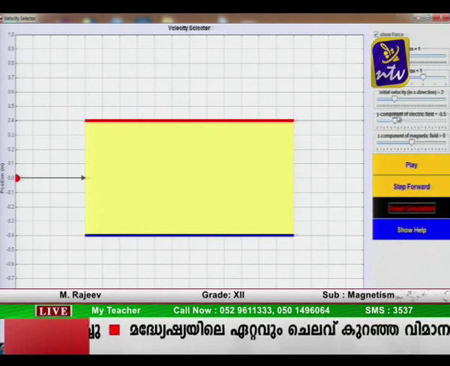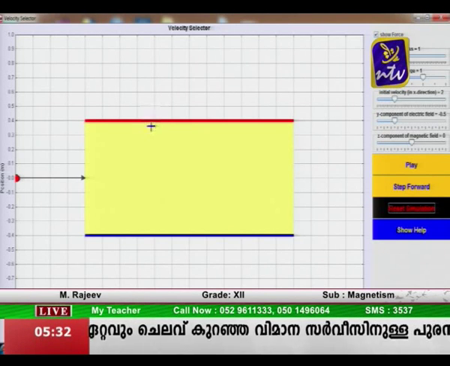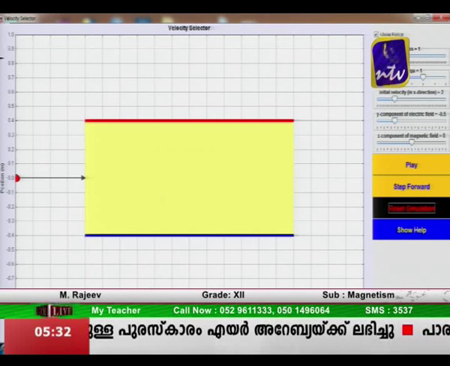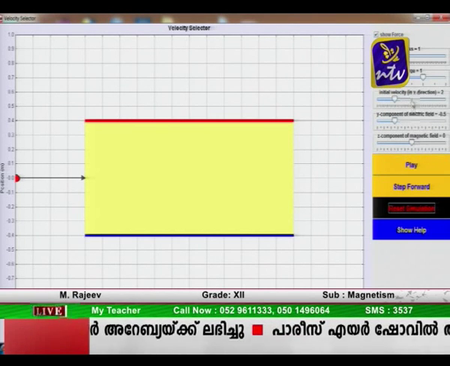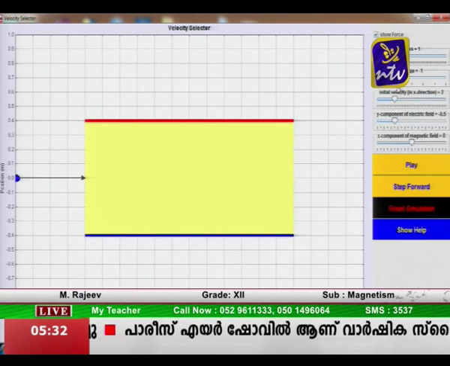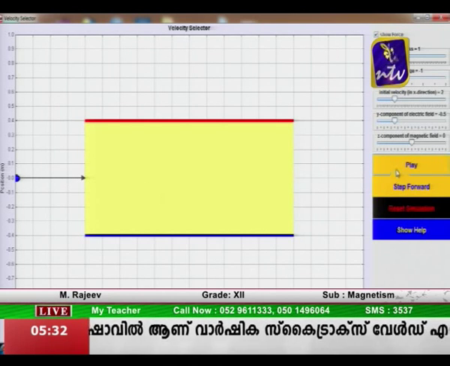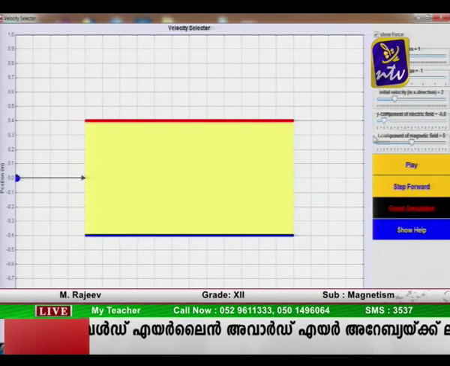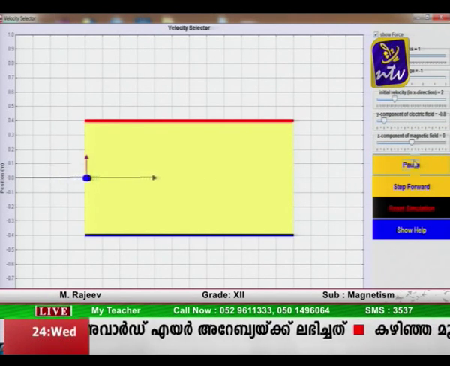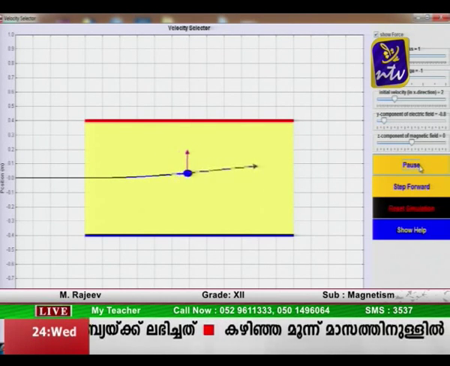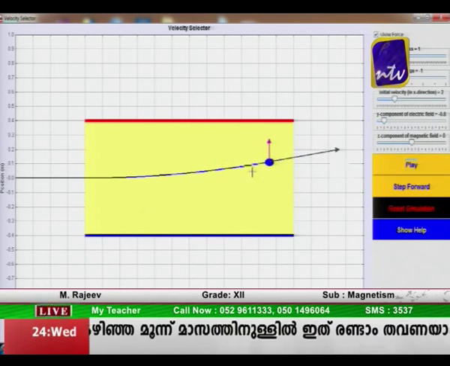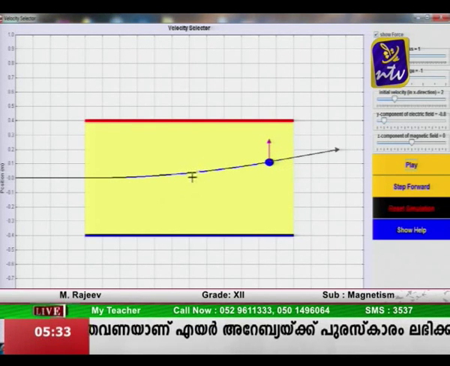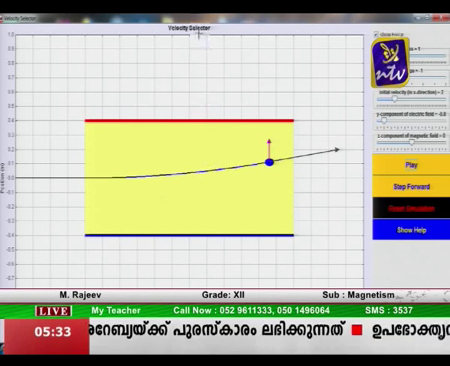Next, again considering the electric field in this direction, from positive to negative, top to bottom, that is the direction of the electric field. Now I am changing the charged particle to a negative particle. You see what happens to the negative particle as it moves. It tends towards the positive side with a force. This arrow mark indicates the direction of the force experienced by the particle under the influence of the electric field.